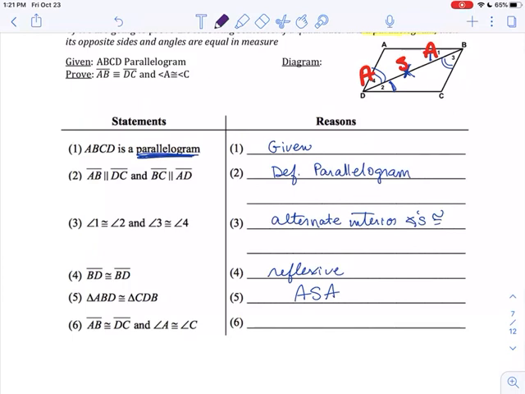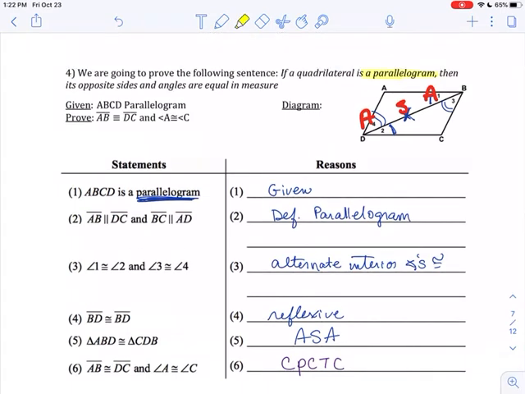So once I know that the triangles are congruent, all of the corresponding parts and sides are congruent to each other. So AB is congruent to DC. Those are opposite sides. And angle A is congruent to angle C by CPCTC. So the triangles are congruent, and once the triangles are congruent, all of the corresponding parts are congruent, and the opposite sides are corresponding parts, and the opposite angles are corresponding parts. So I basically just proved that the opposite sides and angles in a parallelogram are equal. I did it.